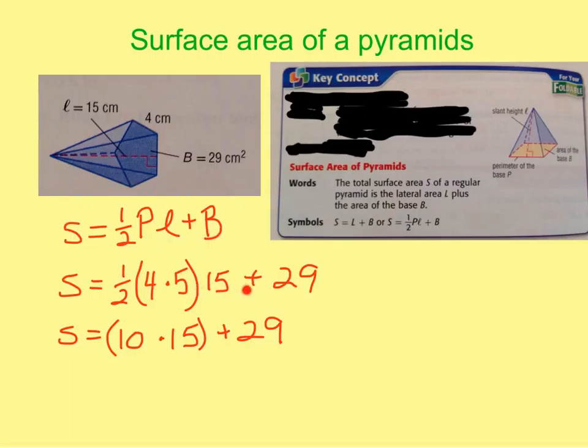Now I plugged in my numbers, and they give me the base right here. I see it's 29 square centimeters. I know it's the base because they labeled it square centimeters. So here is my formula that I used, and here's what I plugged in. And now, once I do that, I'm left with this, and I know this is going to equal 150, so I have 150 plus 29, which is going to give me 179 centimeters squared, and that's my surface area.